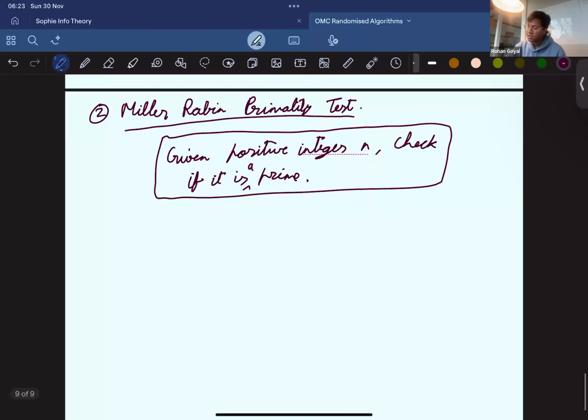Given a positive integer n, check if it is a prime. Mod n, every residue class should have probability 1 by n.